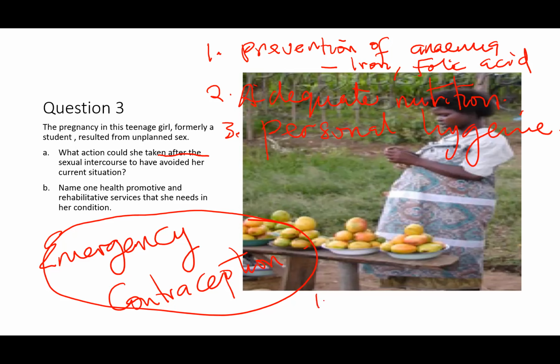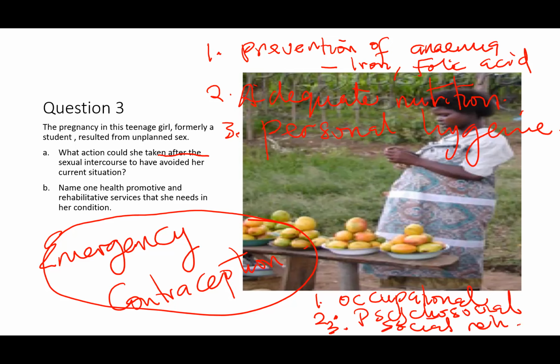She needs, one, occupational; two, psychosocial; and she needs social rehabilitation. Now, most of these things are applicable to some other conditions.